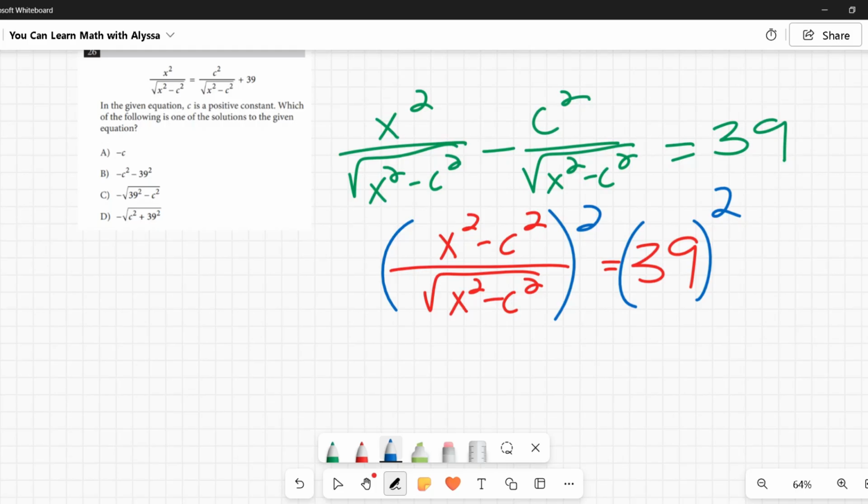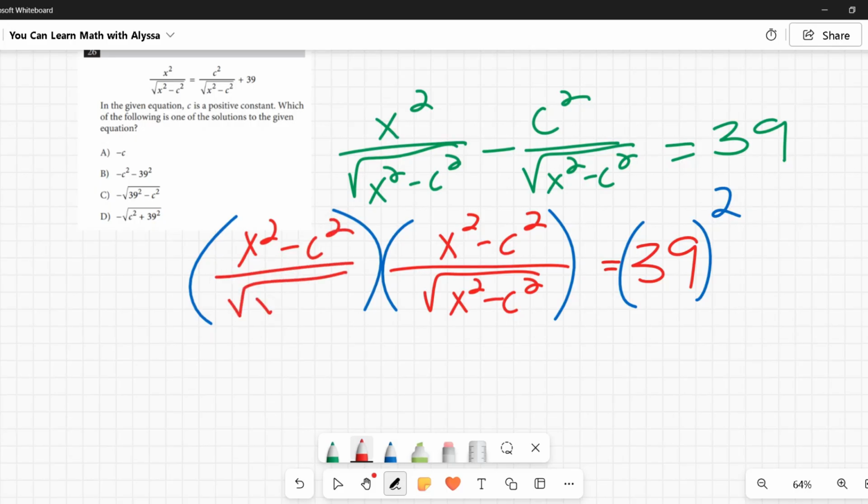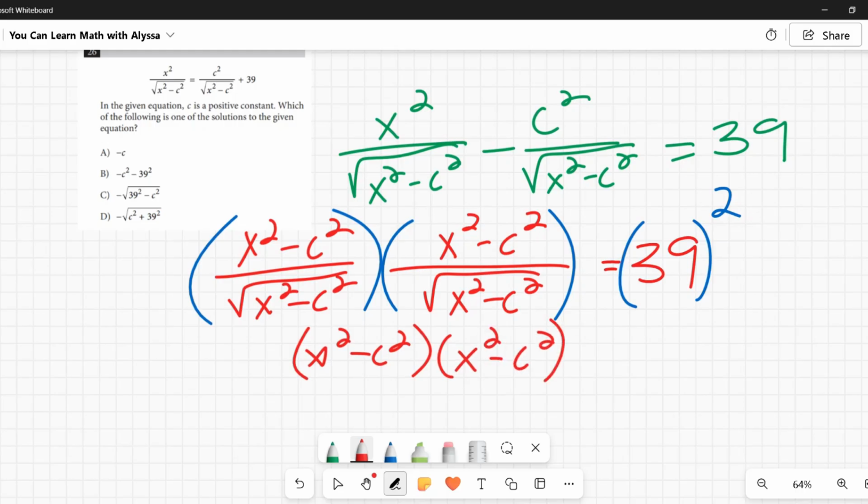Now, when you square both sides, on the left, because we're multiplying it by the same thing, you're going to get x squared minus c squared all over the square root of x squared minus c squared. So on top, you're getting x squared minus c squared times x squared minus c squared. Don't distribute. Another hint that you shouldn't be distributing or expanding things is the fact that they have c squared and 39 squared over here, and they're leaving things as they are.